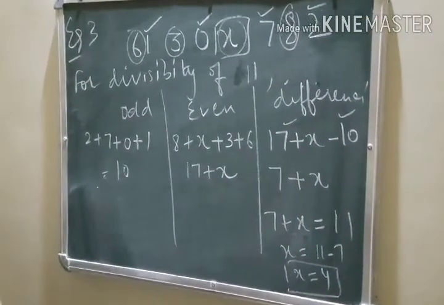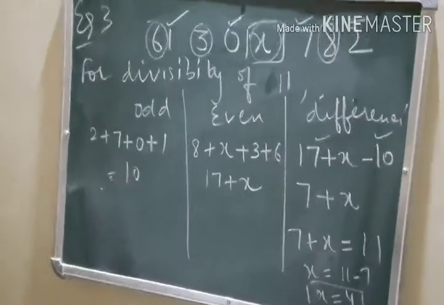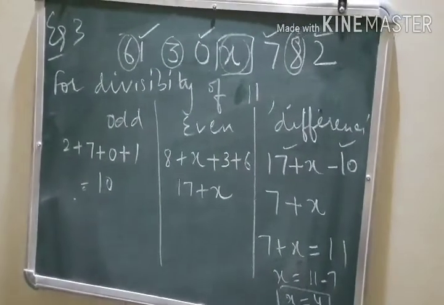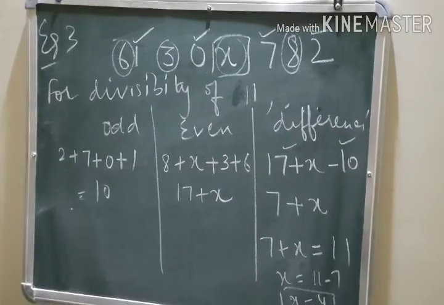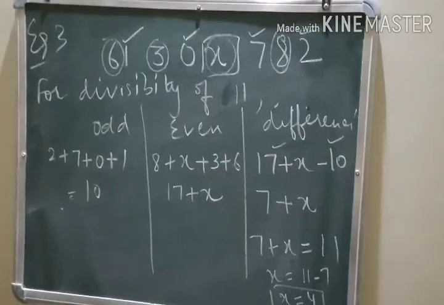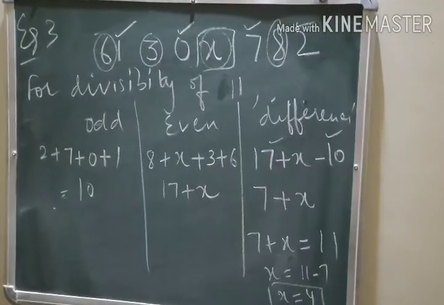X will be 4. So today's homework is to complete this exercise. It is easy. It will take time, but yes, you have to complete it. Take your time, no problem in that, but you have to complete it yourself.